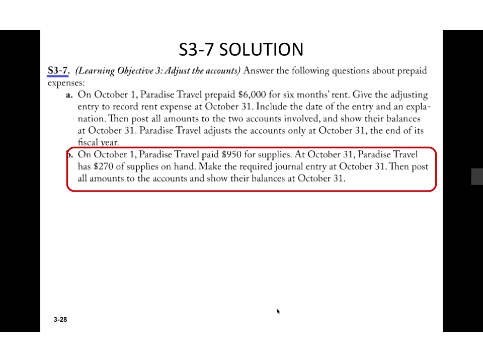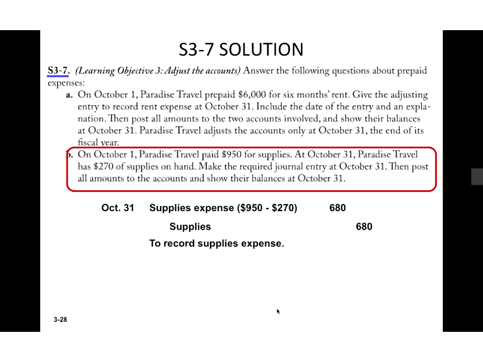At October 31st, they have $270 of supplies on hand. So on October 1st, they had $950 of supplies. They did a count at the end of the month, and they have $270. So the difference between what they started with and what they ended with has to be what they used. So the adjusting entry here is a debit to supplies expense, and it's for the difference. We started with $950. We only have $270 left. What happened to it? We used it. So we're going to debit supplies expense, credit supplies. Supplies is an asset.